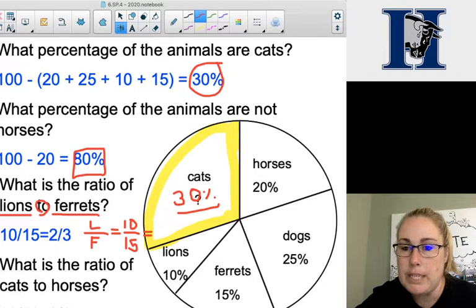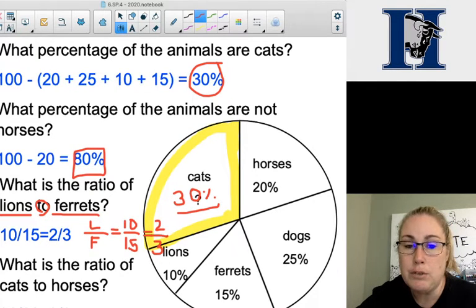When we do, I can divide both of those numbers by 5. 10 divided by 5 is 2. 15 divided by 5 is 3. And I can make that my new fraction. So now my ratio is 2 lions to every 3 ferrets. So it's 2 to 3.